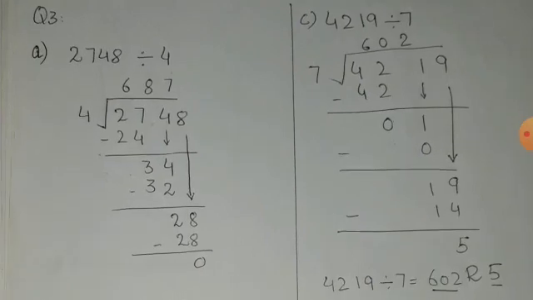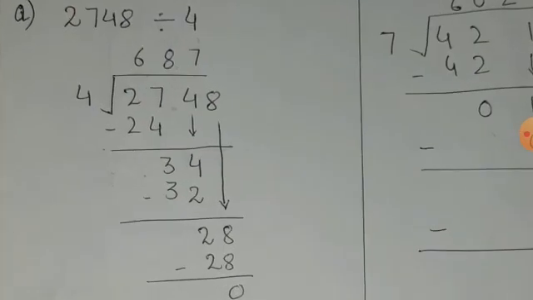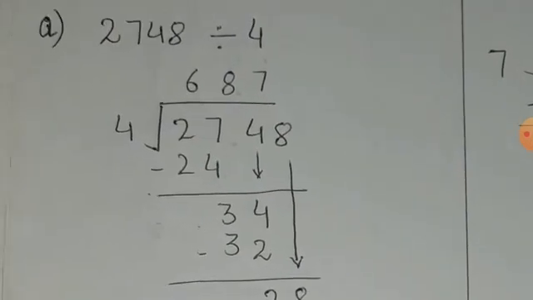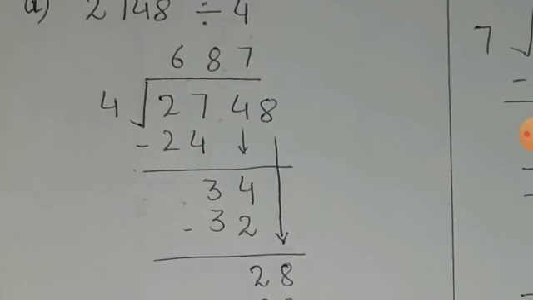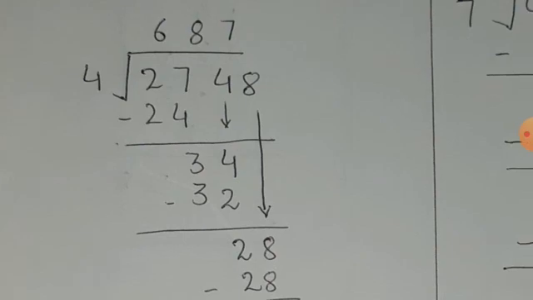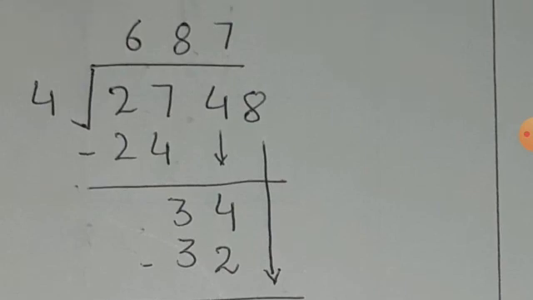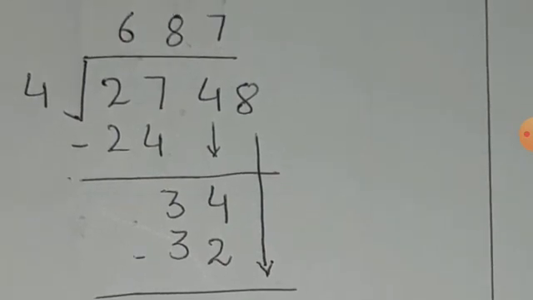Now, part A is 2748 divided by 4. In the same pattern we have done on the whiteboard. Here, first we will start from the thousands place. Here you can see 2 is smaller than 4. So, we will divide 27 by 4. 4 6s are 24. Then we will subtract 24 from 27. We will get 3. And then we will write 4 with 3, 34.